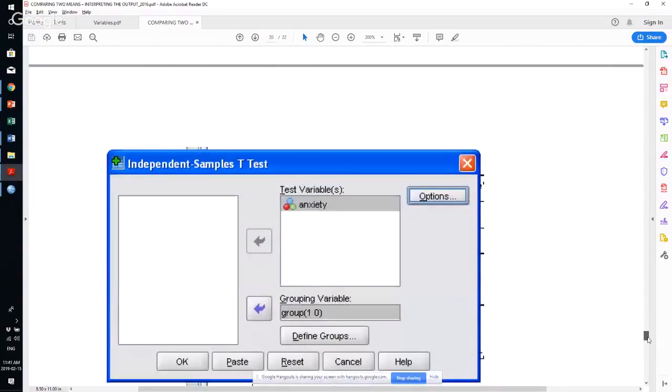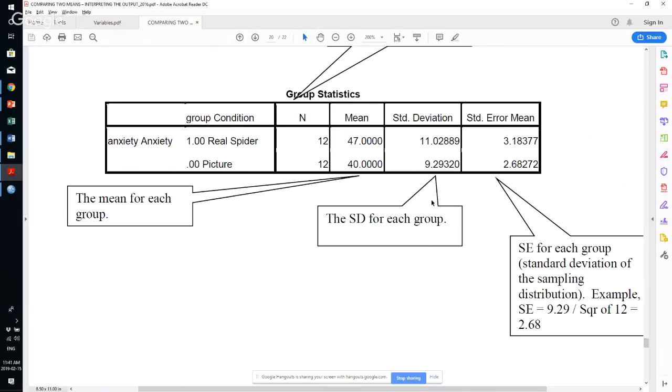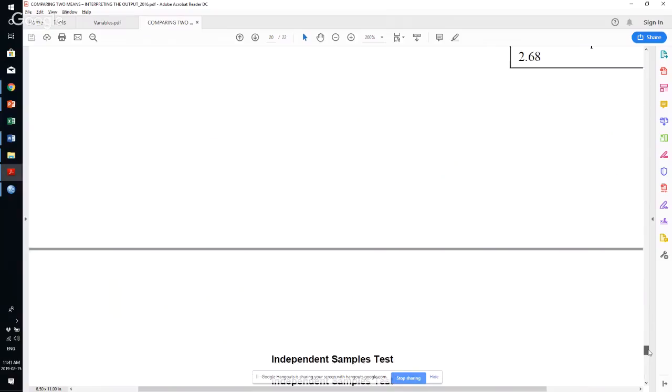So, go in there, got my groups, get my statistic. So now I have the mean for each of my groups, my standard deviation, and I see my standard error. I want to report those.